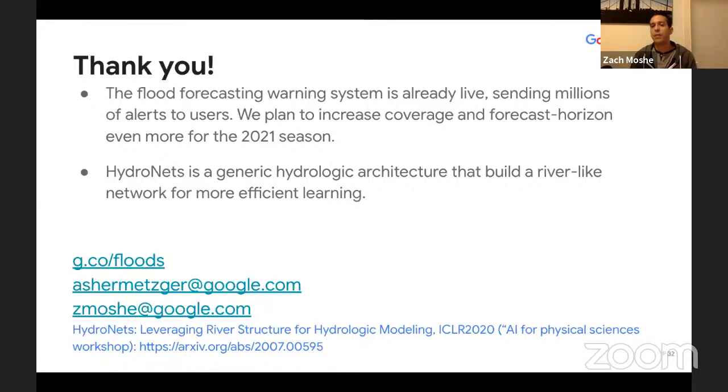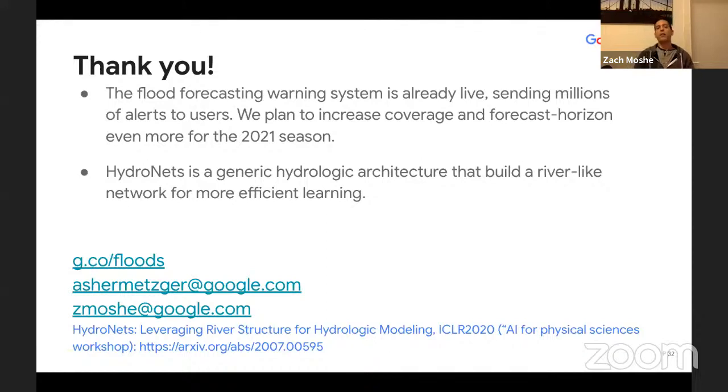I just wanted to maybe recap what we went over. First, the flood forecasting warning system, that's something that we already have live for the third year, but this year we actually covered almost all of India, and we had a really great impact on users. Millions of users got the alerts and opened them and got notified, which is really great. We do plan to increase both coverage and, of course, the horizon and the accuracy for the next season, which is in about 6 months.